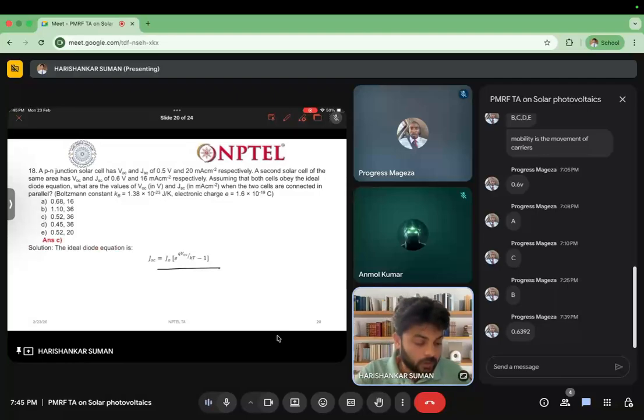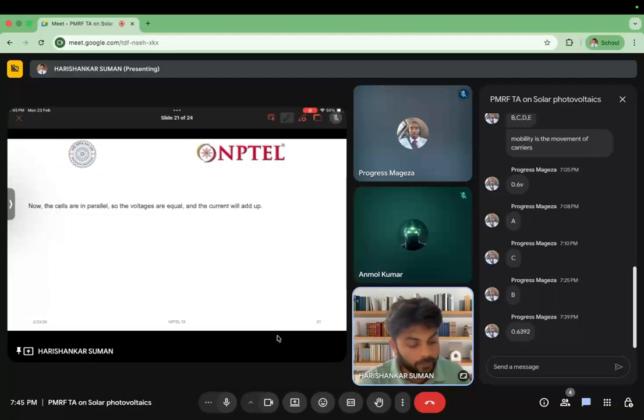We know the diode equation, or we can put it in another style like that. J naught we will calculate like that, divided by this. So from the first cell J naught, and for the second cell also we have calculated. Now the cells are in parallel, so the voltage across both will be the same, as I have discussed, and the current will add up. So 20 and 16 are given to you, so it will be 36 milliamp.